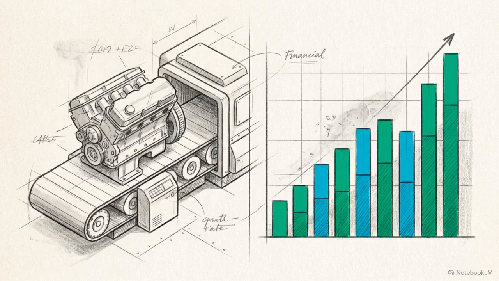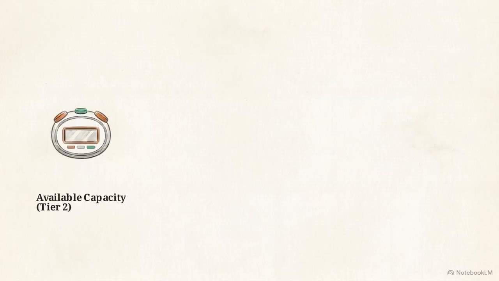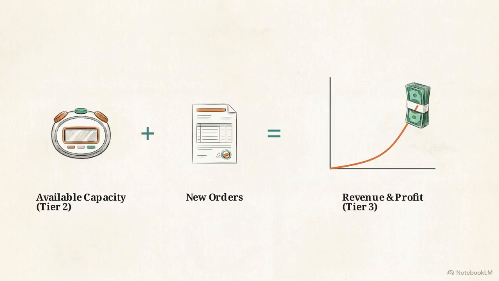Now we reach the final translation step, where operational changes meet economics. The bottom tier of the box score contains the value stream financials. Notice that these line items, materials, labor costs, machine costs, are recorded as strictly actual costs. The system completely discards theoretical standard cost allocations. When the available capacity identified in Tier 2 is combined with a strategic decision, like fulfilling a surge in new orders, it directly alters the revenue and profit metrics tracked here in Tier 3.